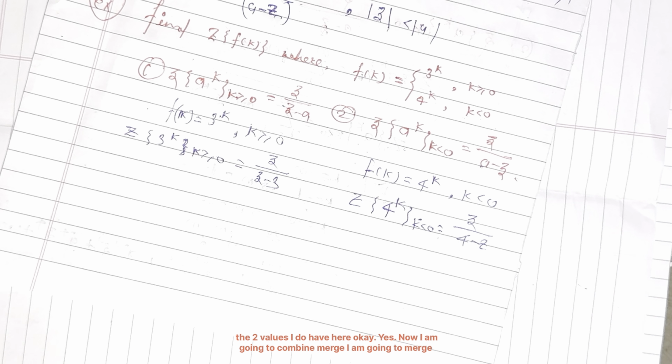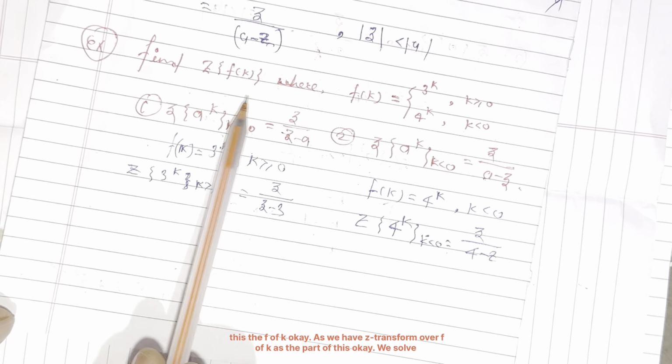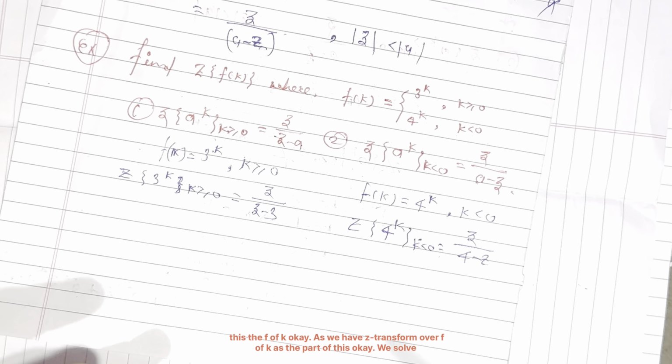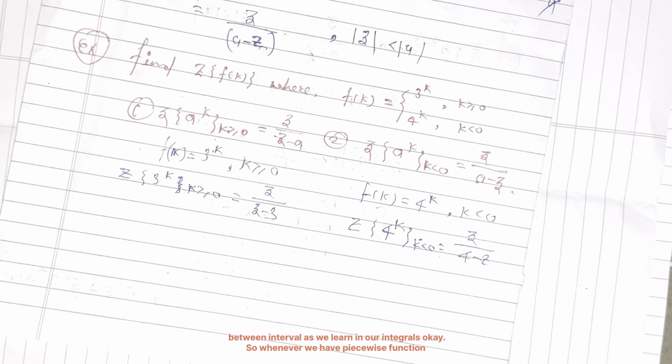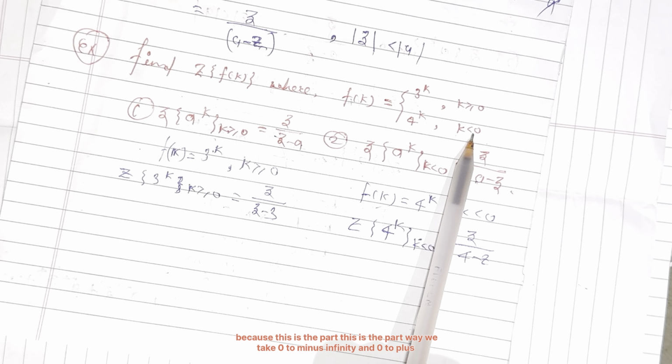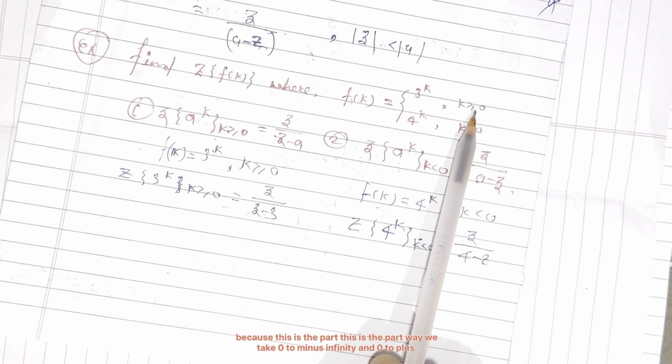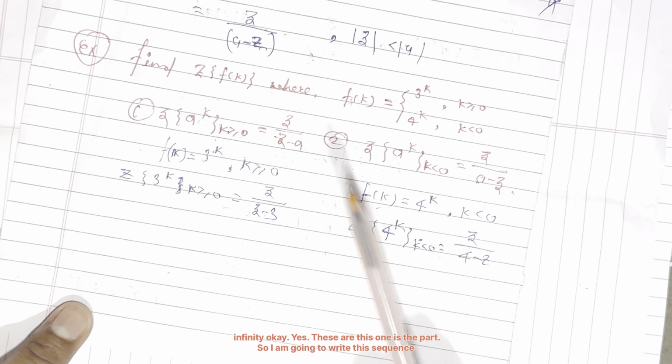Now I'm going to merge this f of k, as we have the Z transform of f of k as a piece of two functions. That means we are taking the addition between intervals, as we learned in integrals also. Whenever we have a piecewise function, we take pieces of integration, and between those pieces we take the addition, because this is the part where we take 0 to minus infinity and 0 to plus infinity.